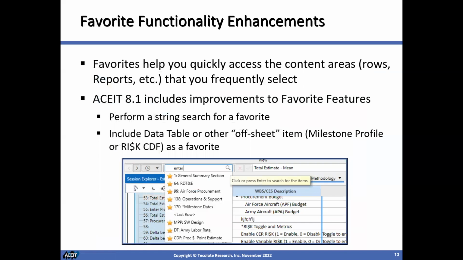We've expanded some of the favorite functionality. So you can go in and mark content areas in the software. These might be rows of the software, these might be reports. We have added the ability to mark a data table, a milestone phasing profile, or a CDF, a risk CDF as a favorite. Those we call off-sheet items because they're not in the input sheet. They're not technically a row of the session. So you can add those.